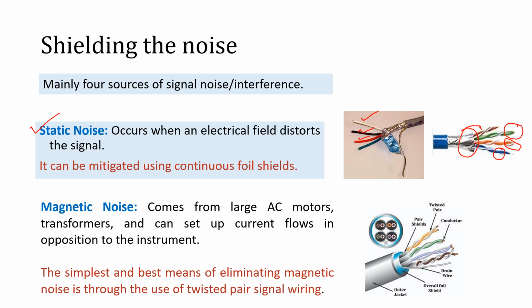So it occurs when there is an electrical field that distorts the signal. Now when an electrical field distorts the signal, it means, suppose we have wires, and very close to the wire there is an electric field or electromagnetic field source. An EM source is there very near to the wires. Maybe there is a high tension wire passing through your dish TV wires.